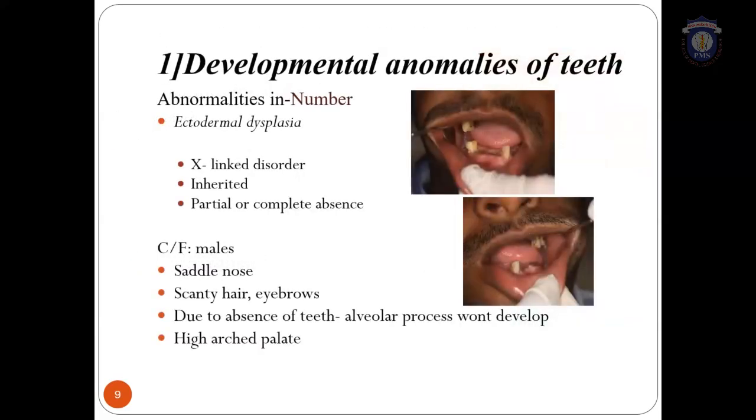The next abnormality in number is ectodermal dysplasia. Ectodermal dysplasia is an X-linked disorder. It is inherited, where you can see partial or complete absence of teeth. A predominance is seen in males. They will also have saddle nose, scanty hair, scanty eyebrows. Due to the absence of the teeth, the alveolar process will not develop much, and you can see that there will be a high arched palate.